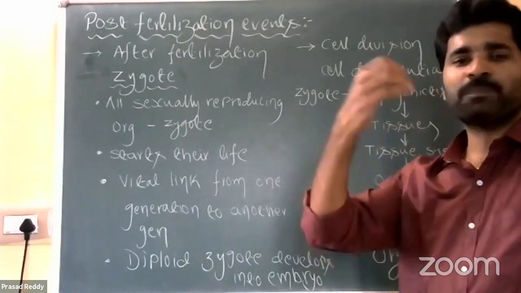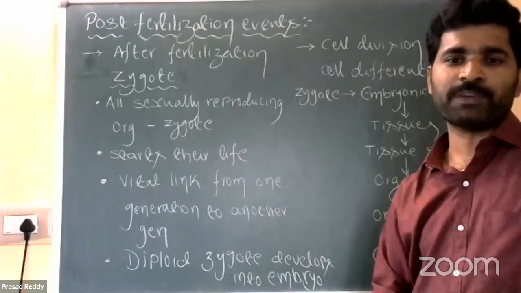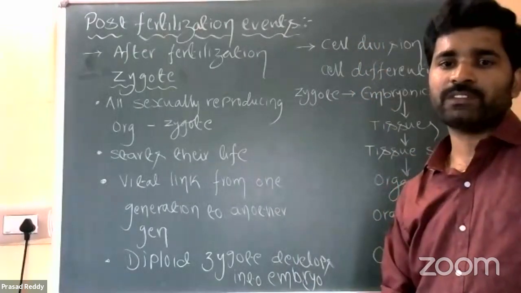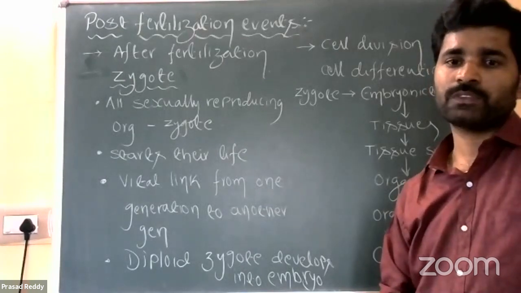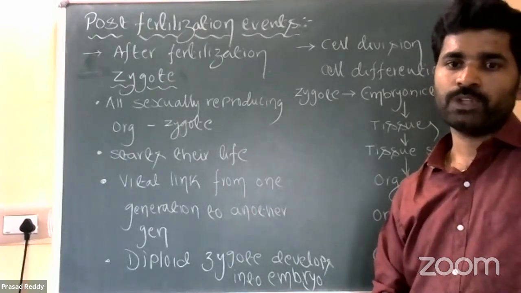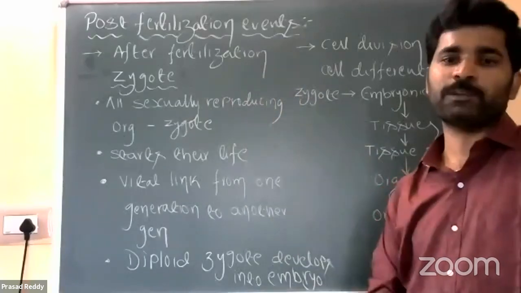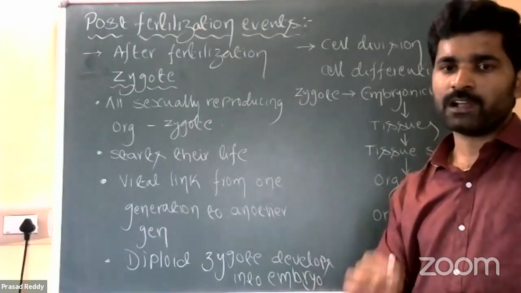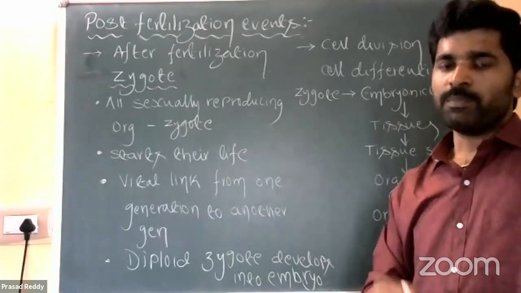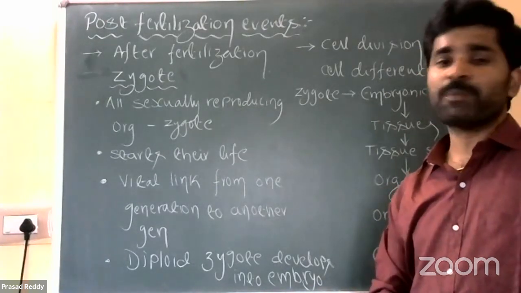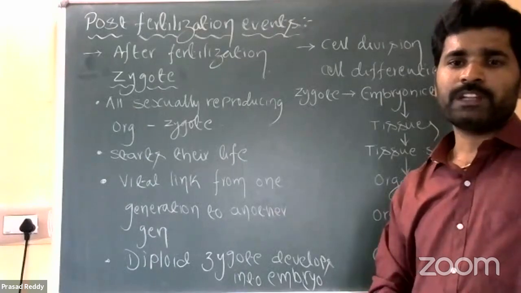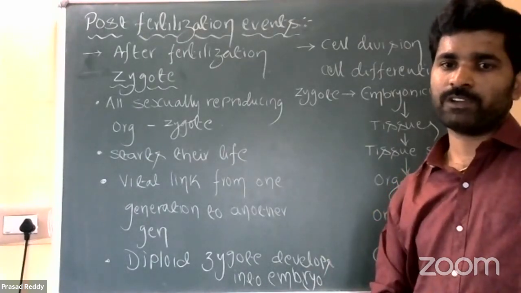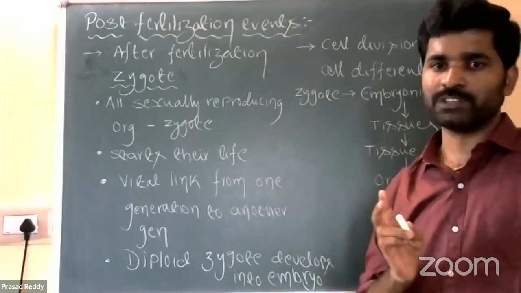And after a period of rest, that zygote undergoes reduction division or meiosis division and forms haploid zygospores. Those haploid zygospores later develop into haploid organisms. But what about diploid organisms? In diploid organisms, that zygote undergoes mitosis division, not meiosis division. Is it clear? So just two things here.